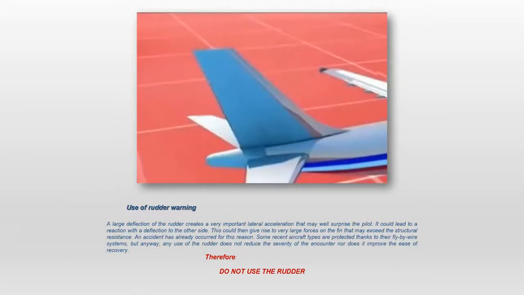Use of rudder warning. A large deflection of the rudder creates a very important lateral acceleration that may well surprise the pilot. It could lead to a reaction with a deflection to the other side. This could then give rise to very large forces on the fin that may exceed the structural resistance. An accident has already occurred for this reason. Some recent aircraft types are protected thanks to their fly-by-wire systems, but anyway, any use of the rudder does not reduce the severity of the encounter, nor does it improve the ease of recovery. Therefore, do not use the rudder.